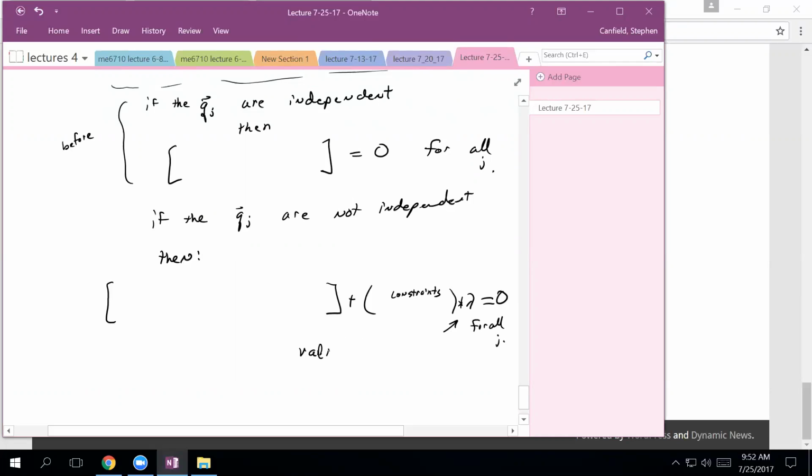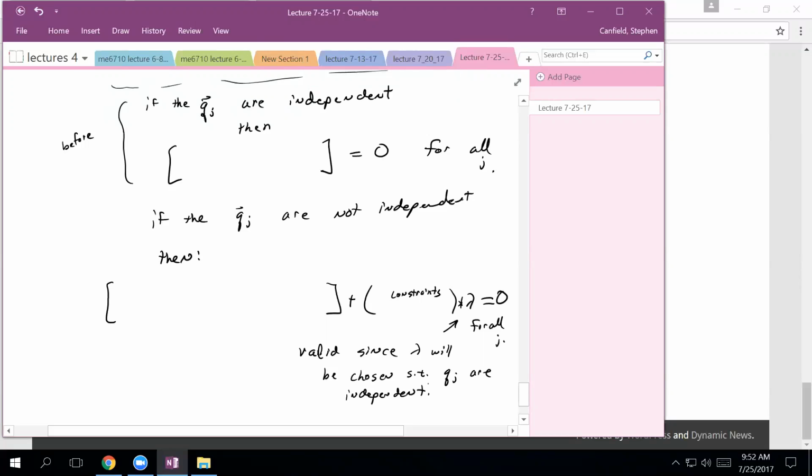This is valid, since lambda will be chosen such that my qj's are independent. Okay, so that's the idea.